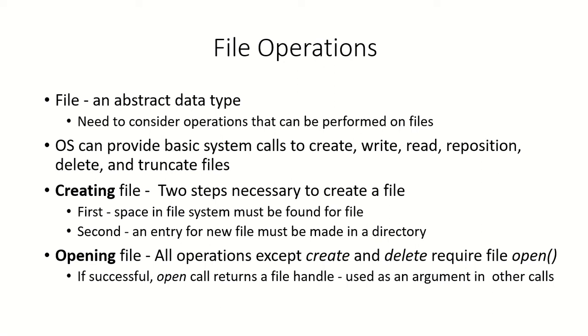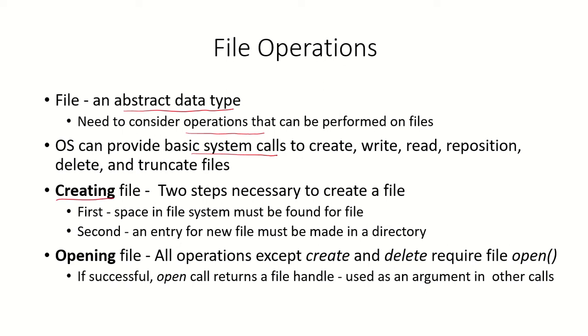We know that a file is the logical unit of storage and it is an abstract data type. So for an abstract data type, we also need to consider the operations that can be performed on them. Now the operating system can provide the basic system calls to create, write, read, reposition, delete and truncate files. Apart from these basic system calls, there can be other system calls also. So let's take a look at all these operations.